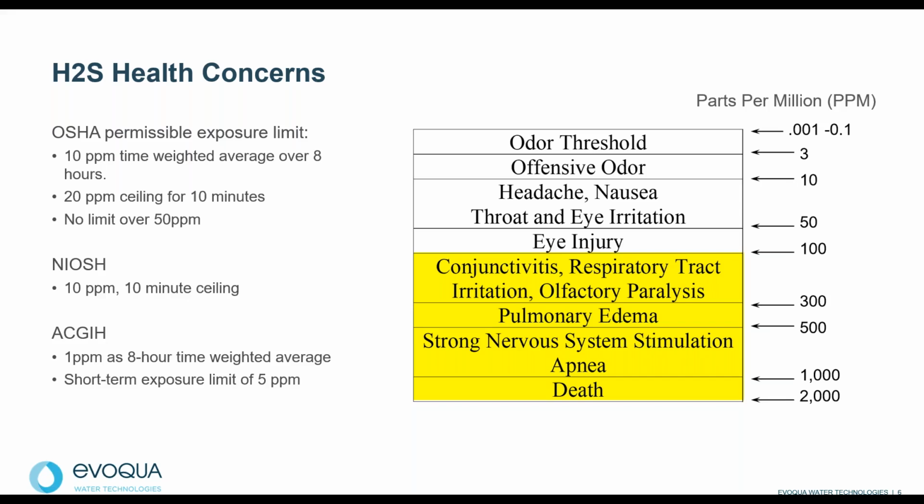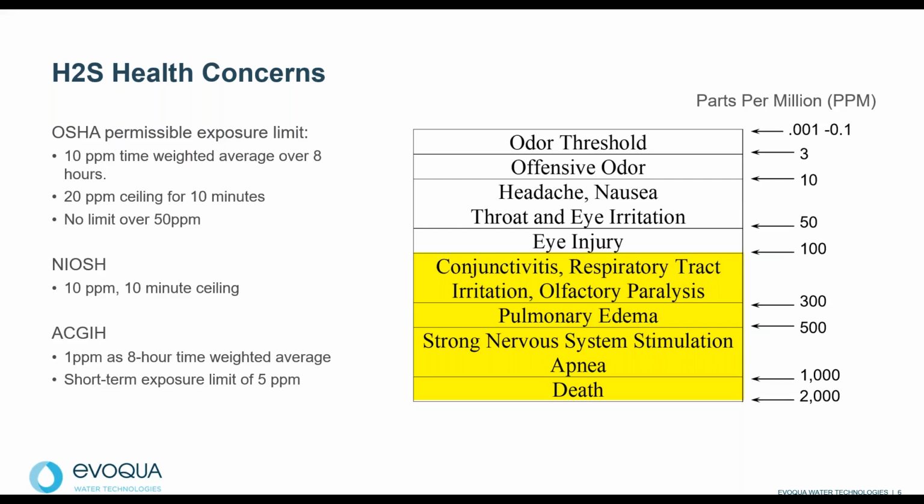We advise using proper PPE when operating in hydrogen sulfide release areas, including hydrogen sulfide monitoring devices that will alarm when hydrogen sulfide gas is detected. In the table that you can see on this slide, we've identified some of the thresholds that occur at different parts per million concentrations in the air.